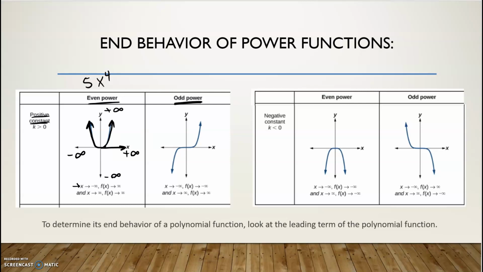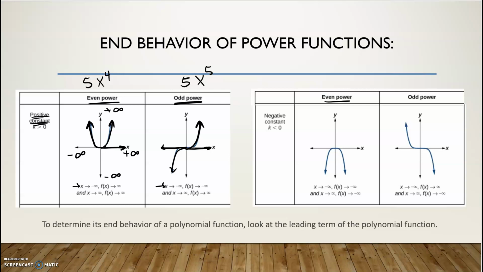Now, if you've got an odd power and a positive constant, so say x raised to 5, and say this is 5 again, it's still positive. Well, in that case, as x goes to negative infinity, your function will go down to negative infinity for f of x. When you go to positive infinity for x, then your function will go to positive infinity for f of x.